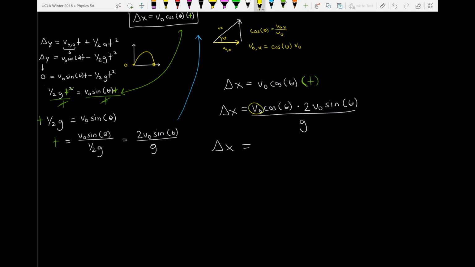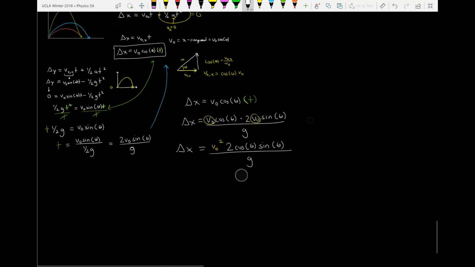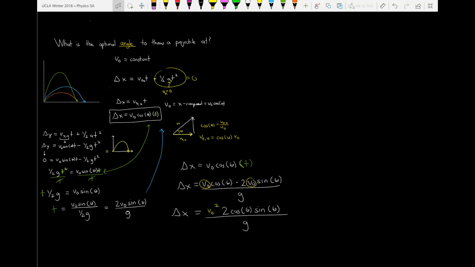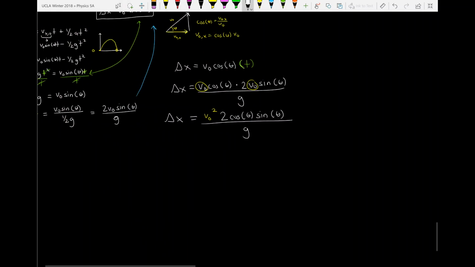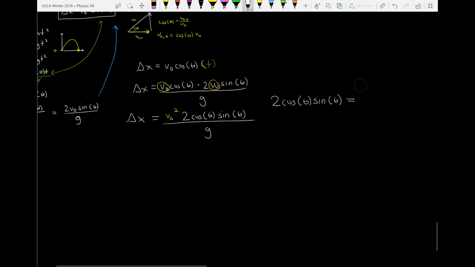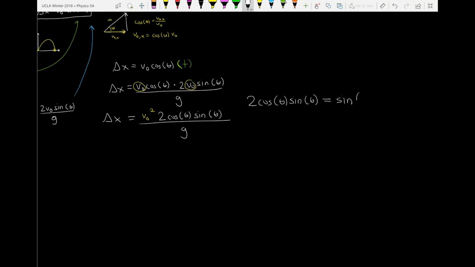We have this v initial over here and this v initial. That gives us v initial squared times 2 cosine theta sine theta divided by g. And now here's where we can use a very interesting fact. We can use the trigonometric identity that states that 2 cosine theta times sine theta is equal to sine of 2 theta. Okay?